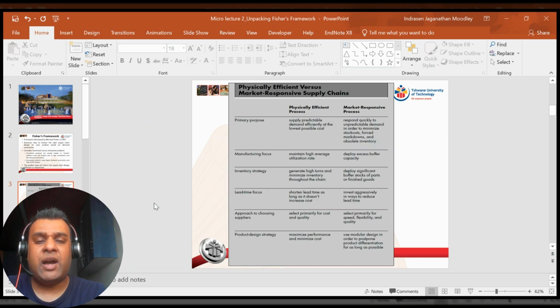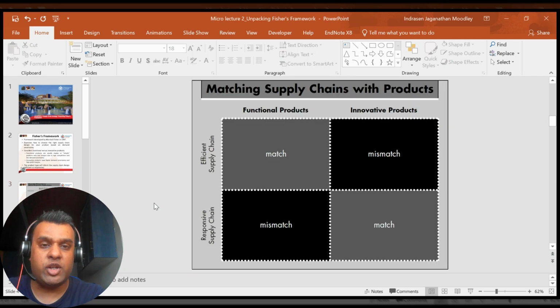When we look at our processes themselves, you could have different supply chain processes, both physically efficient processes, looking at a high utilization rate, low unit cost through mass production, or a market responsive process, which is more agile and more lean. Both of these processes speak to the functional and innovative products outlined by Marshall Fisher.